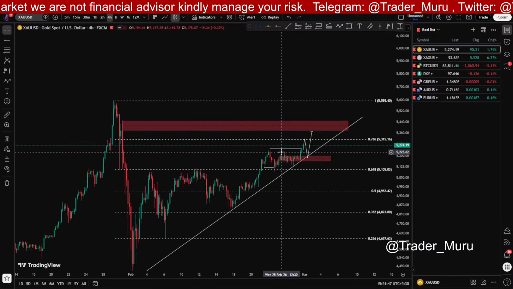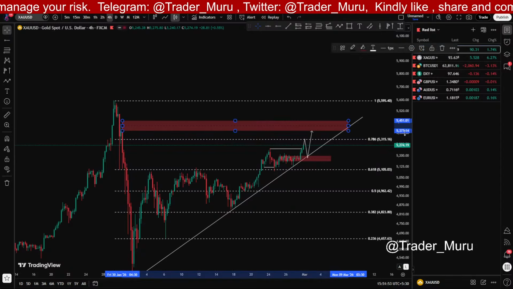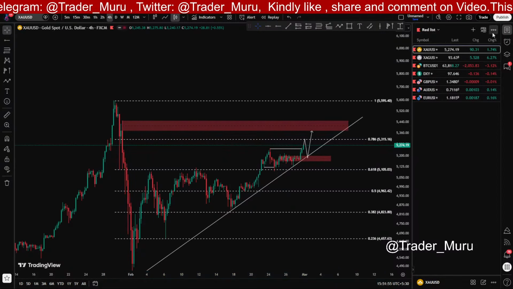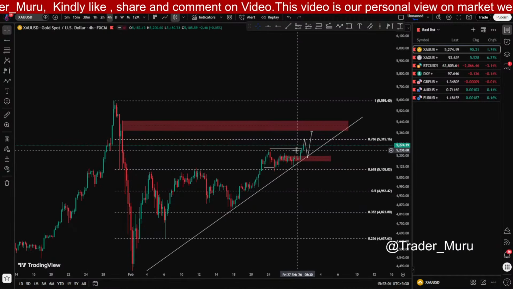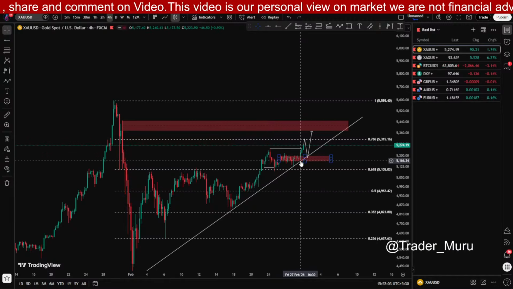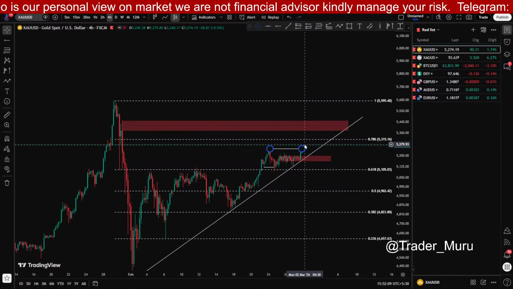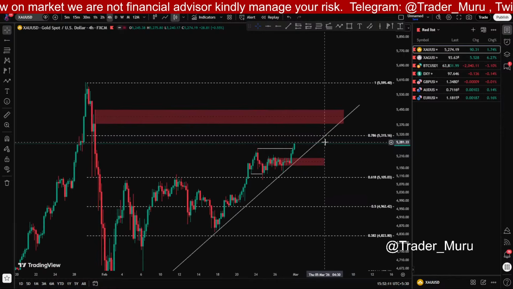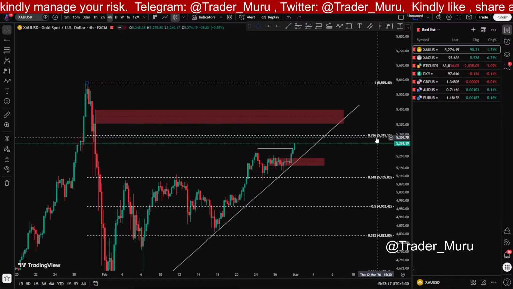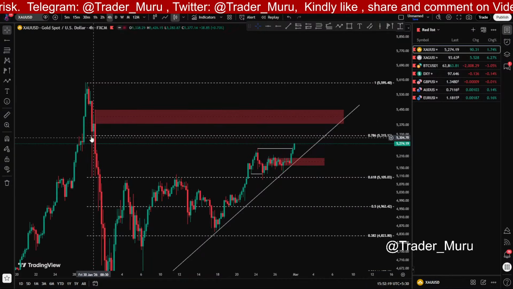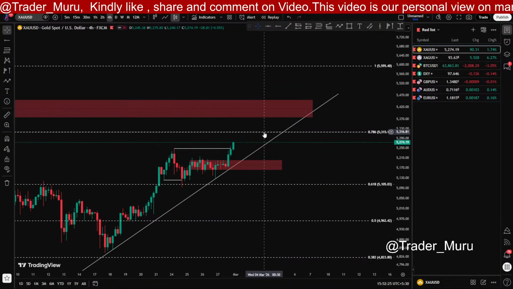Just wait for the zones. These 2 POI will be our entry zone for the target of 5377. Before that, I can't tell you that we can buy over here or not. This is the area from where we can definitely buy, but from here you can't buy. Probably we will see a gap up till 5315, possibly a gap up opening till this high at 786 area, and then again rejection. So watch for it.